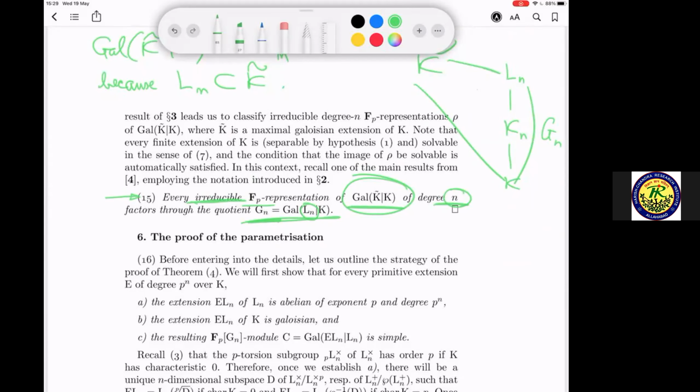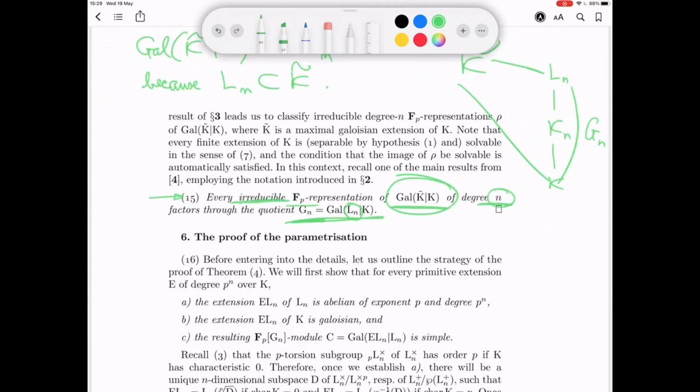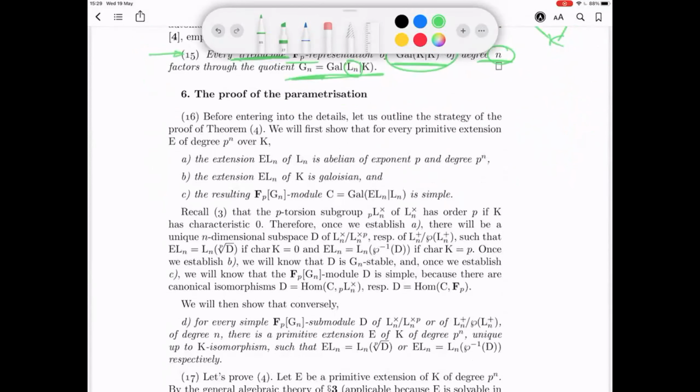And I'll now stop for maybe 2 minutes and see if there are any questions. Okay, if not, let's continue. So, sir, yes. Can you explain what is the meaning of factor through?